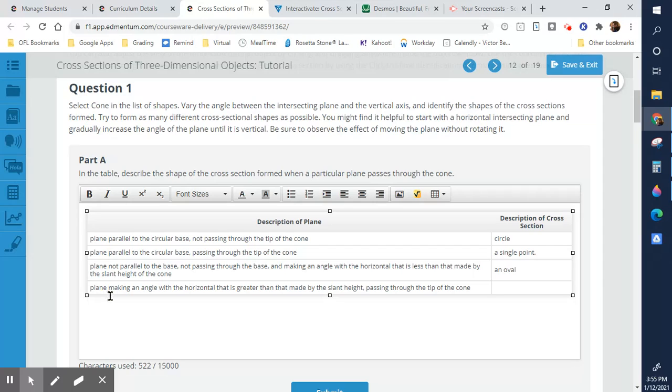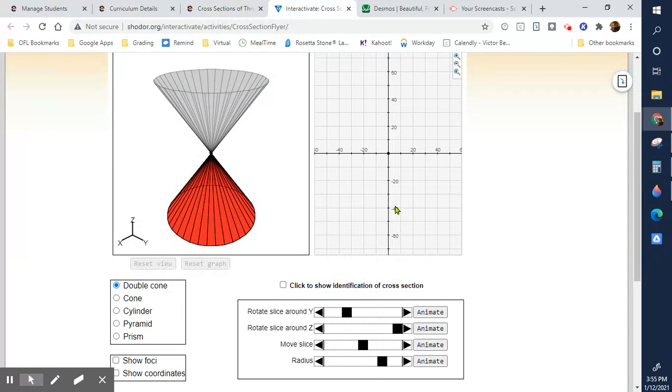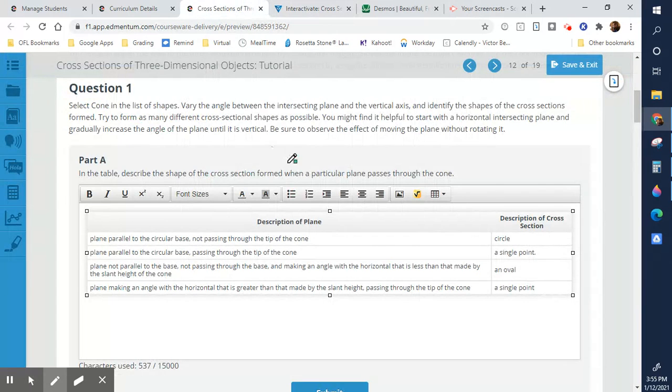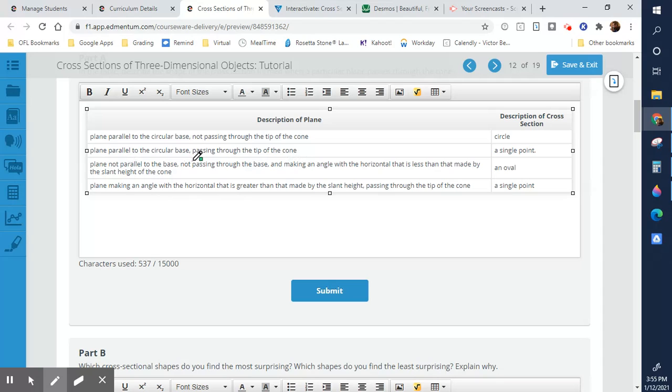If it's going through it and it's greater, what's happening is our angle is like this. So it's only going to touch at that single point. Parallel to the base, through the point. All right. So let's submit that, see how right or how wrong I am.